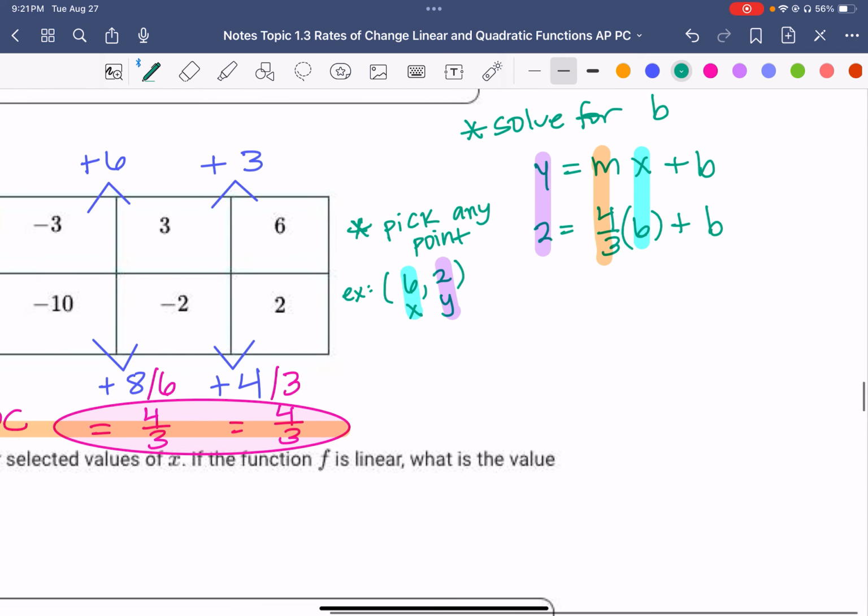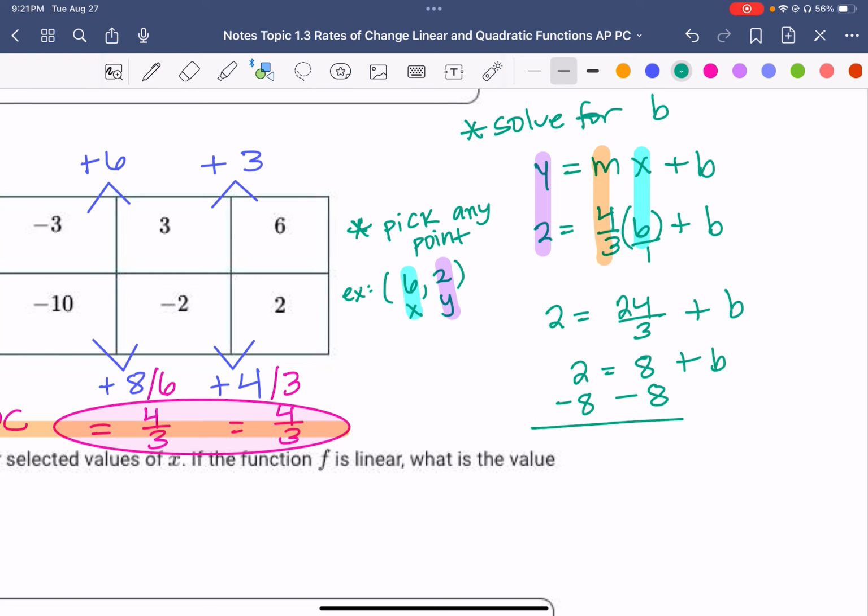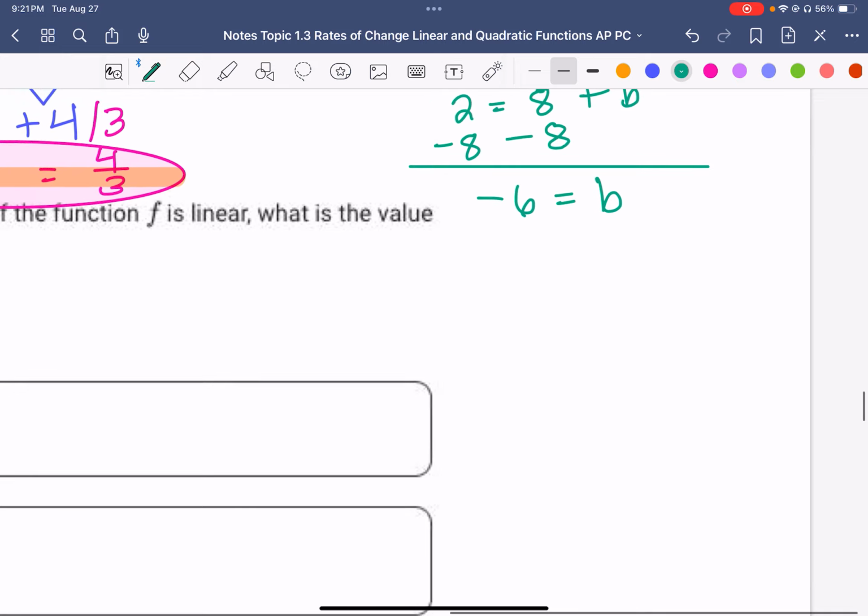Okay, so 6, I can write that as over 1 just to make multiplication a little bit easier. So 4 times 6 is 24, 3 times 1 is 3, and then we got plus b. I know that 24 over 3 is 8. To get b by itself, I'm going to have to subtract 8 on both sides. I know that 2 minus 8 is negative 6. Okay, so that means that my y-intercept is negative 6.